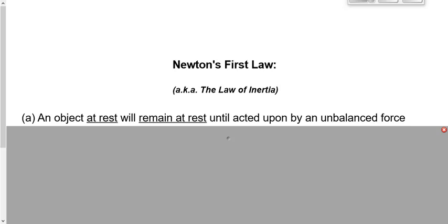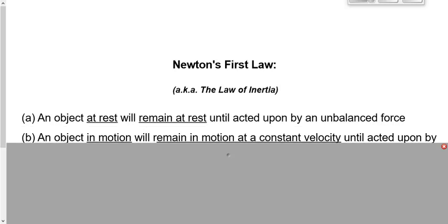But if Jacob applies a force of 12 newtons and I apply a force of 10, well, now that the forces are unbalanced, now what's going to happen? Well, her desk is no longer going to remain at rest. It remains at rest forever until Jacob applies an unbalanced force, until Jacob's force beats mine, and then it accelerates.